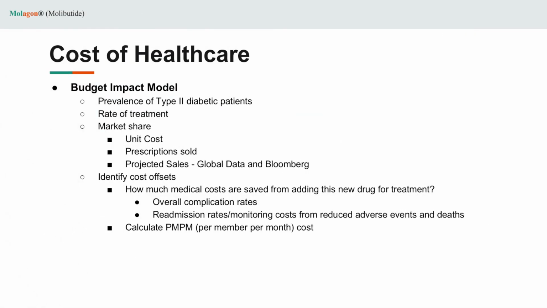Next, we used the budget impact model to assess Molagon's impact and its affordability to the healthcare budget. We looked into the prevalence of the disease, rate of treatment, and market share of different GLP-1 analogs. We looked at the unit cost, prescriptions sold, and projected sales as presented on GlobalData and Bloomberg to estimate market share. We also identified cost offset to see how much medical costs are saved from adding this new drug on the market. Overall complication rates and readmission rates and costs are factors that we looked into.